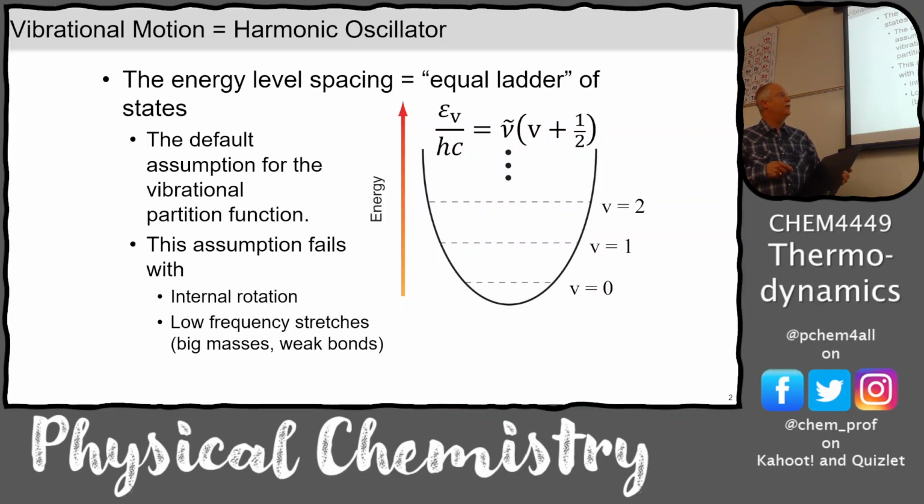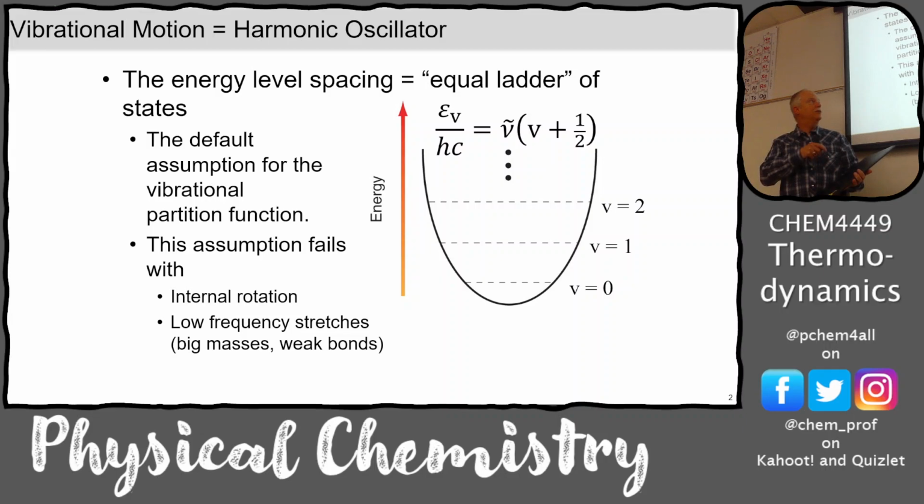Okay. Now this harmonic oscillator potential function fails with low frequency stretches, if they have big masses and weak bonds, and it also fails with internal rotation. So what is internal rotation? Well, that's the thing we modeled on the homework and then in this week's lab with the rotation of the ethane molecule, dichloroethane, where you have the molecule rotating around the carbon-carbon bond. So maybe the ground state and the first excited state could be modeled with a harmonic oscillator, but because you have those partial barriers, they don't go up to infinity. They're not a harmonic oscillator.